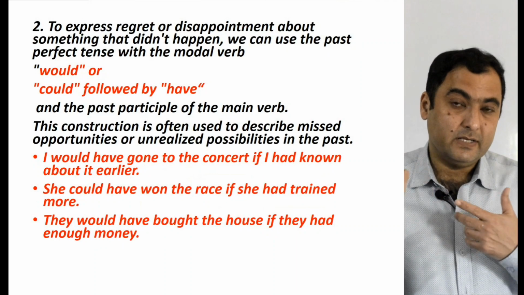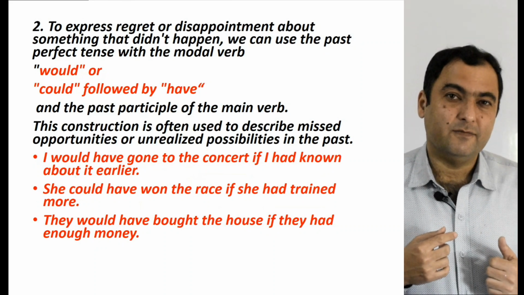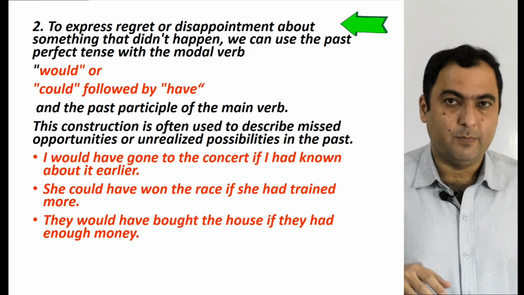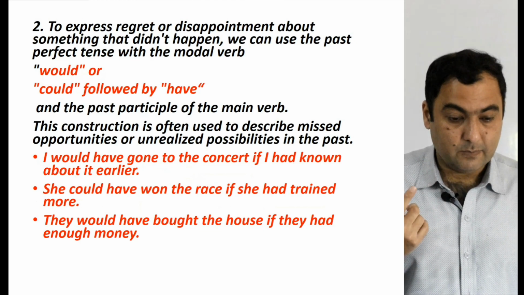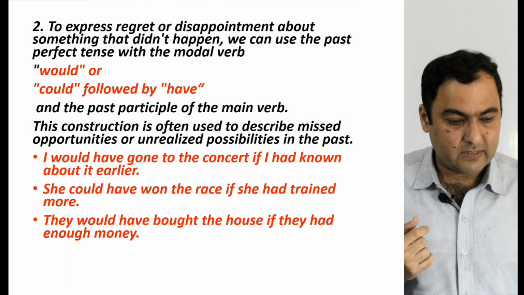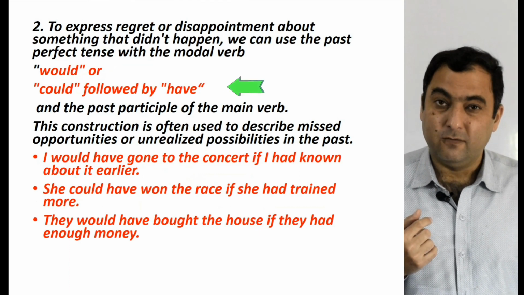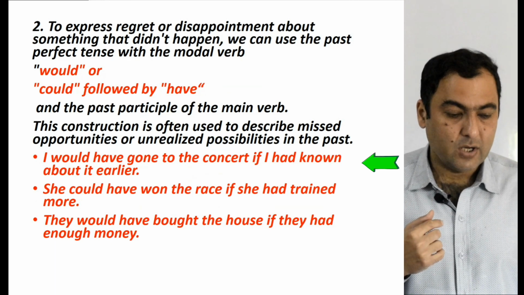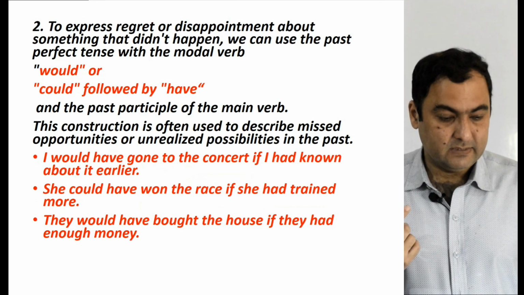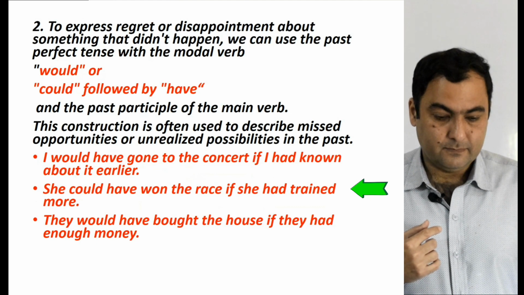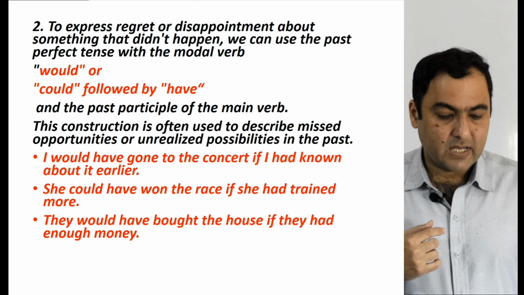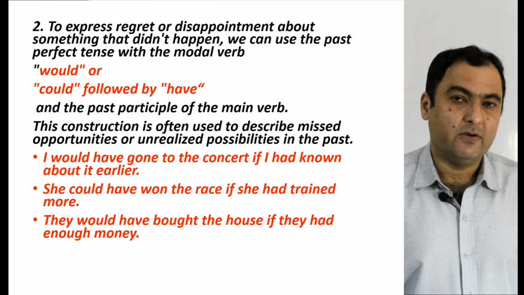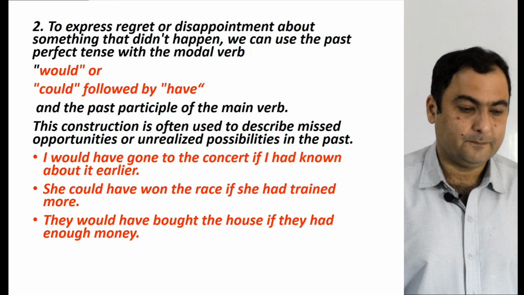Another usage, we can also use the past perfect tense to express a regret. You wanted to do something, but you couldn't, so you can use the past perfect tense to express that regret, that something didn't happen and you wished you could have done that. So we use would or could followed by have. For example, I would have gone to the concert if I had known about it earlier. Another example is, she could have won the race if she had trained more. They would have bought the house if they had enough money. All these sentences have an element of regret expressed on the part of the speaker.